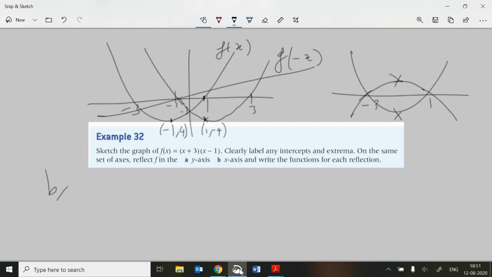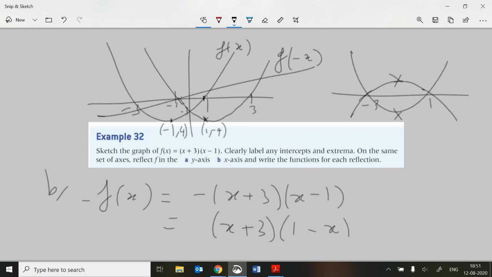Now, that's just minus f of x, so we can do minus x plus 3, and then x minus 1. And again, we can absorb the minus into one of the brackets here, so we could say, actually, that's x plus 3 and 1 minus x. We could do that if we wanted to. There you go, that's done. Both of those are valid answers, by the way.